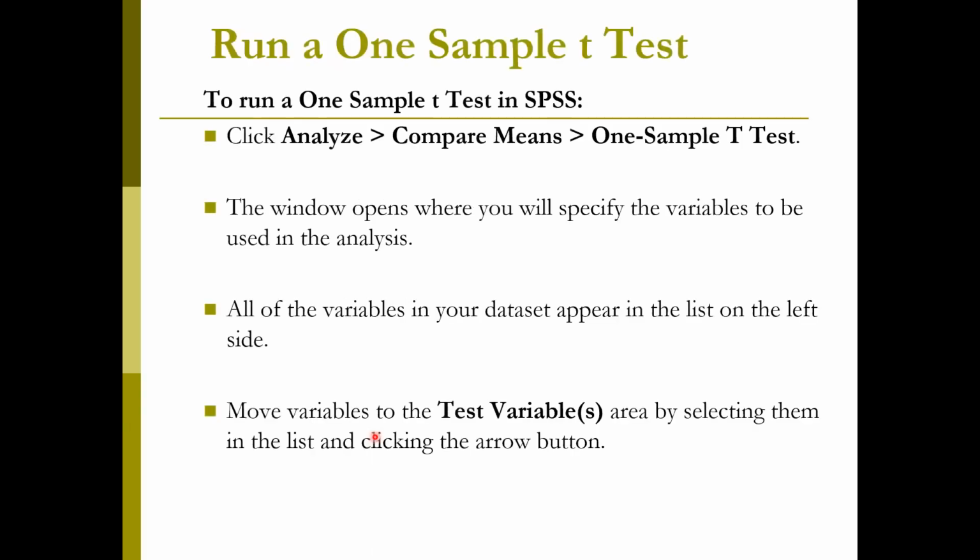Now, how do we run this in SPSS? To run a one sample t-test in SPSS, click on Analyze, Compare Means, One Sample t-test. What happens? The window opens where you can specify the variable to be tested. All of the variables in your data set appear in the list on the left hand side. Then you move it to the test variable area by selecting it in the list and clicking on the arrow, which I will demonstrate very soon in SPSS.